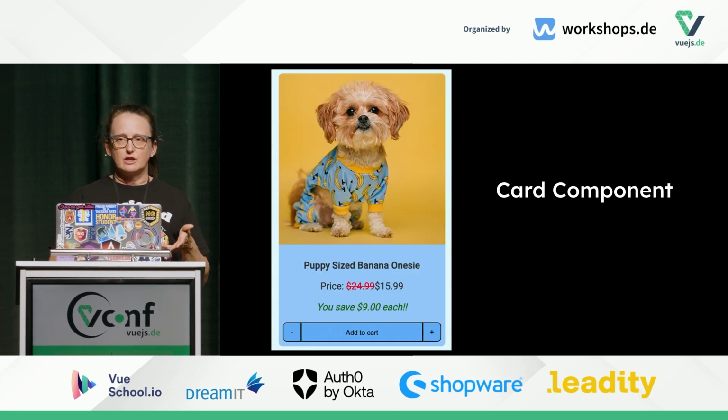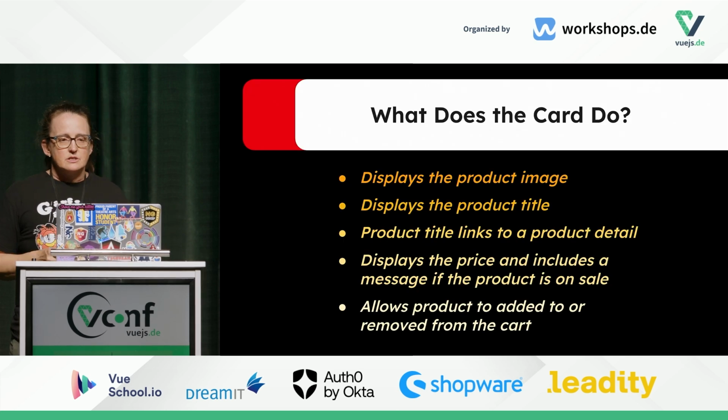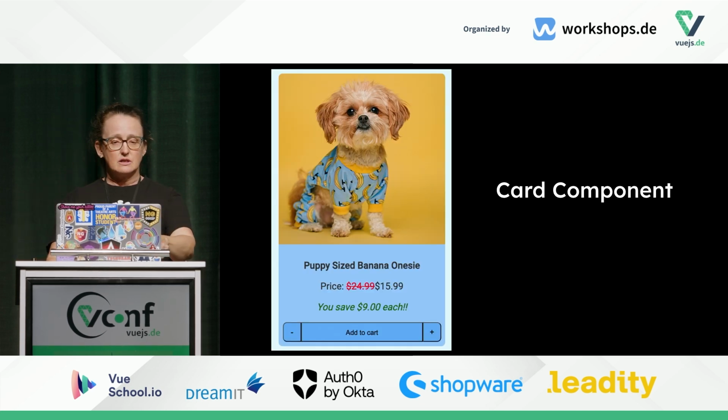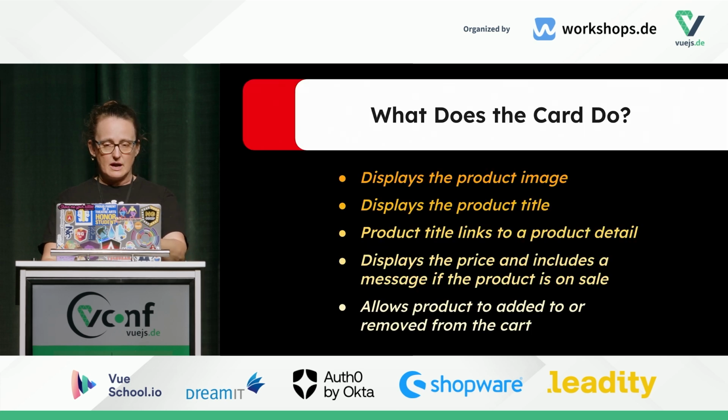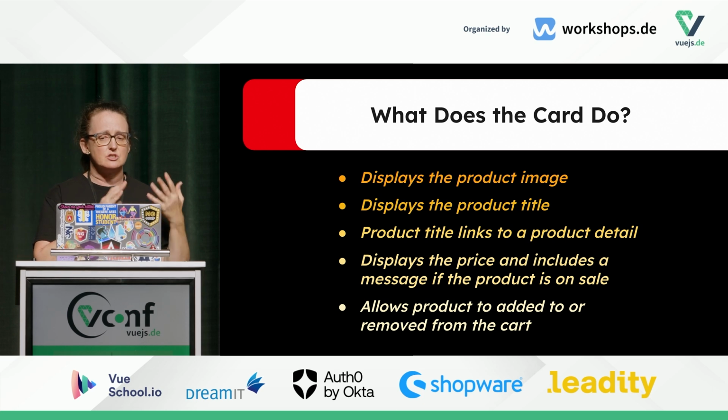So we have our card component. This is one of the children of the feature products component. I like to ask myself, what does the card do? Well, it displays an image for the product, and there's a link on that. You can click on the title, and there's a link there. It displays the price and includes a message if the product is on sale. And it allows you to increment the cart button to indicate if you've added or removed items from the cart.